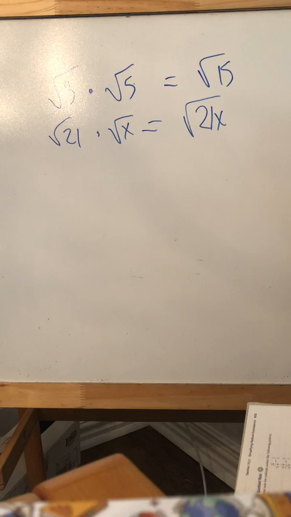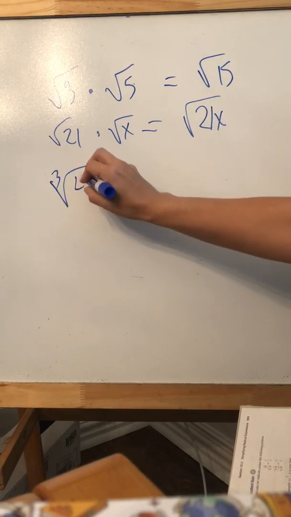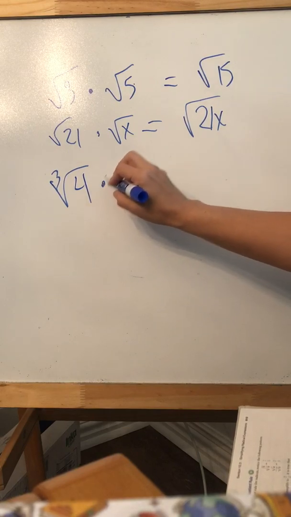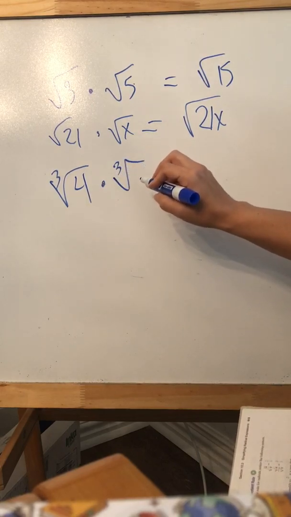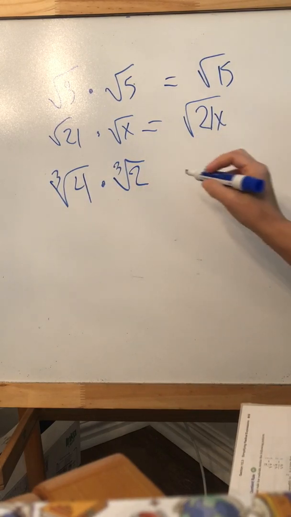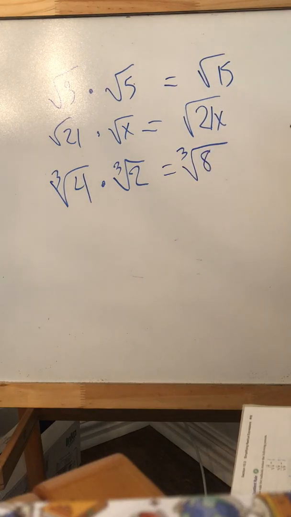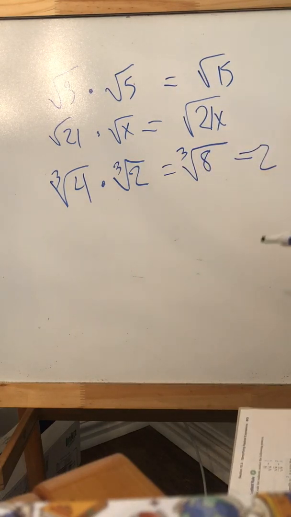Okay, let's look at example 3. We have cube root of 4 times cube root of 2. So we have cube root of 8. Well, we can simplify that, so it's just 2.